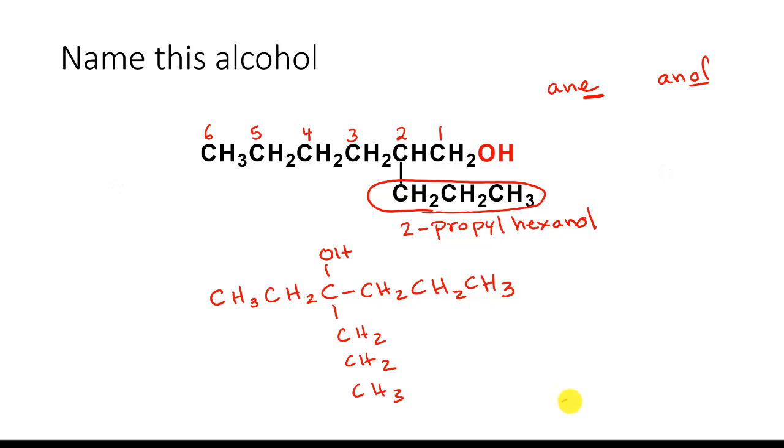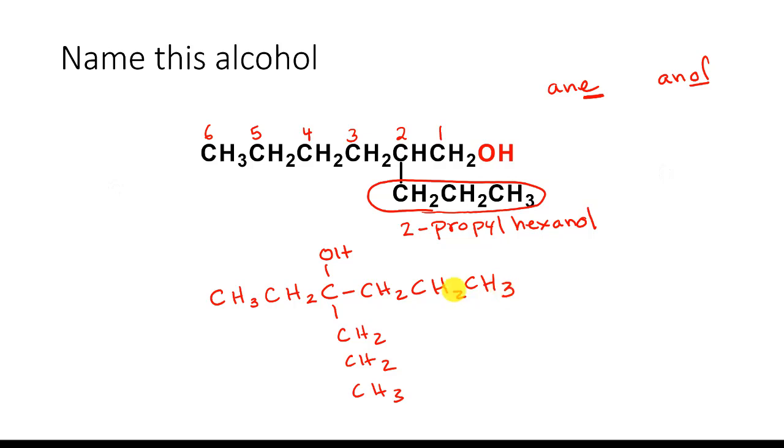Okay, so when you're looking at this problem, the first thing that people will often do is say, well, look, the carbon's here at number 2 or 3. So I'm going to count this way: 1, 2, 3, 4, 5, 6. So it's a 6 carbon chain. So it's a 3-hexanol.